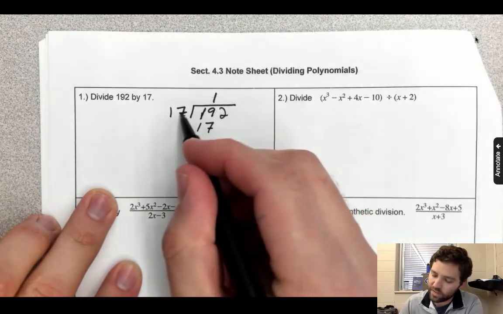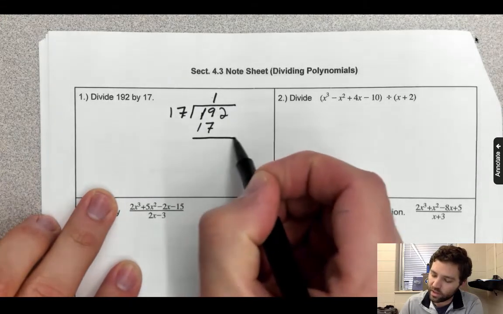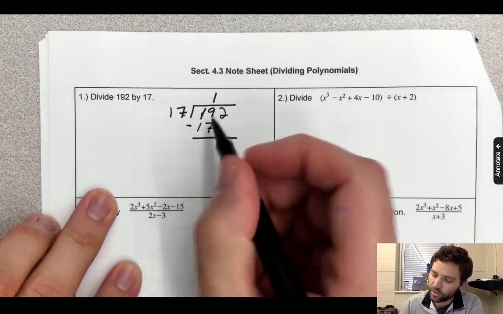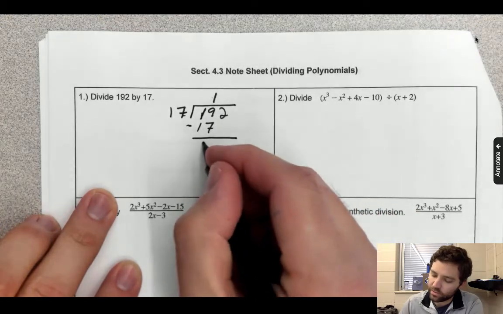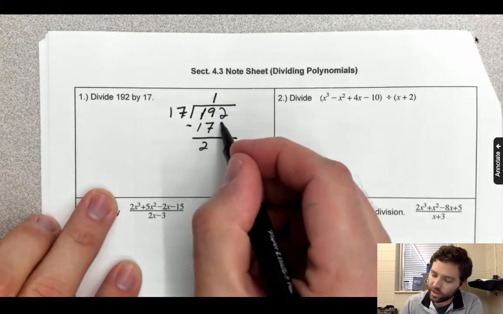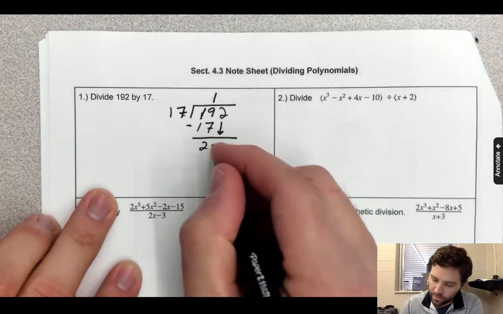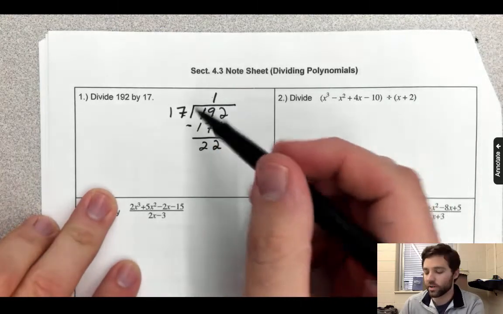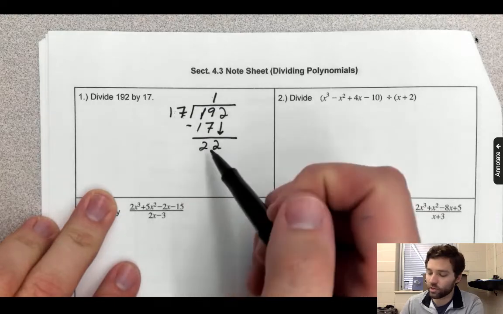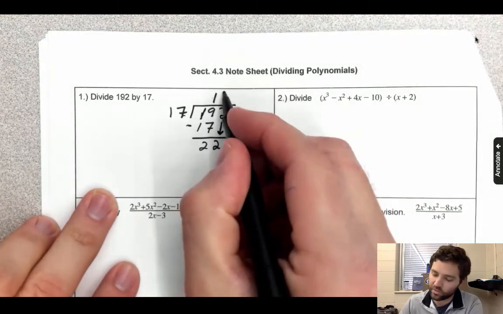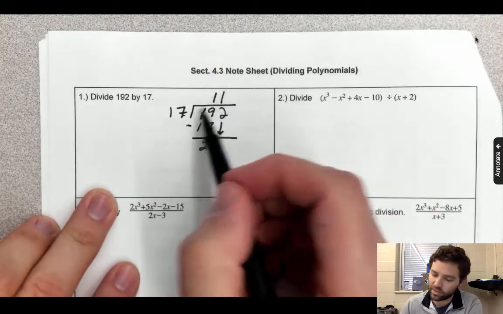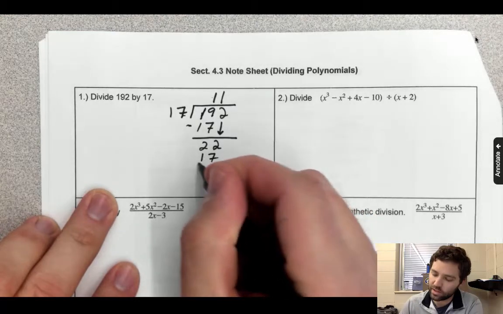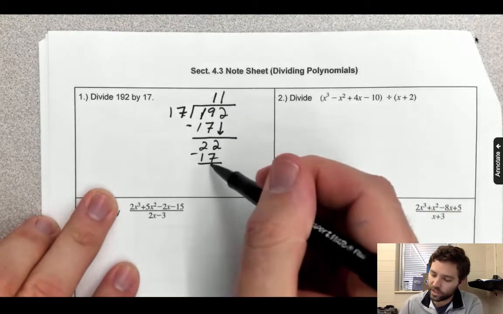So 1 times 17 is 17, and then you subtract. So you get 2. And then you bring down the next number, which is 2. So you get 22. And then you say, how many times does 17 go into 22? Again, one multiple of 17 fits into 22. So 1 times 17 is 17. You subtract, and you get 5.